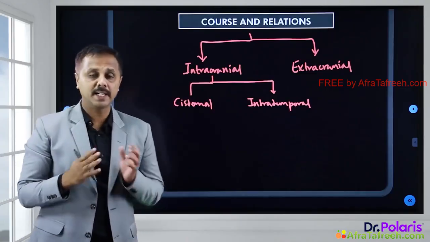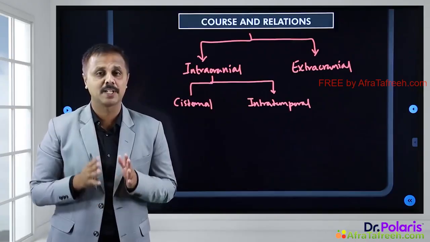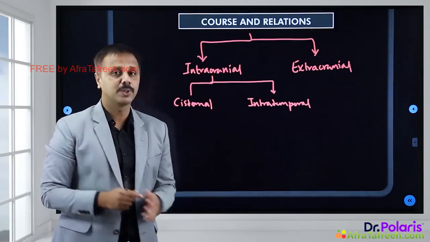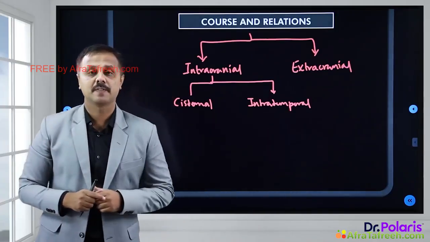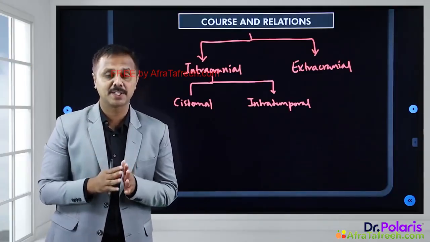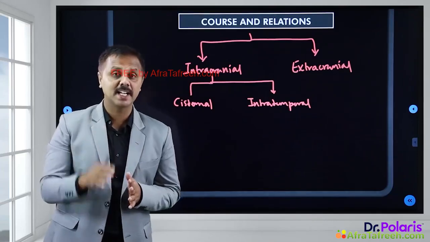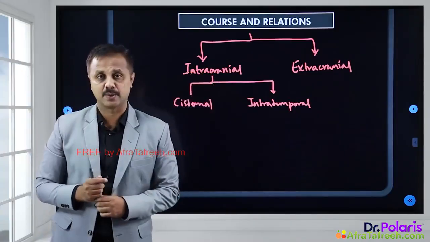The facial nerve will not directly exit through any of the foramens of the skull. Instead, it passes through the middle ear, and that portion which passes through the middle ear is what we refer to as the intratemporal portion, because we know that the middle ear is present inside the temporal bone. Fine. So this is the further subdivision of the intracranial course.